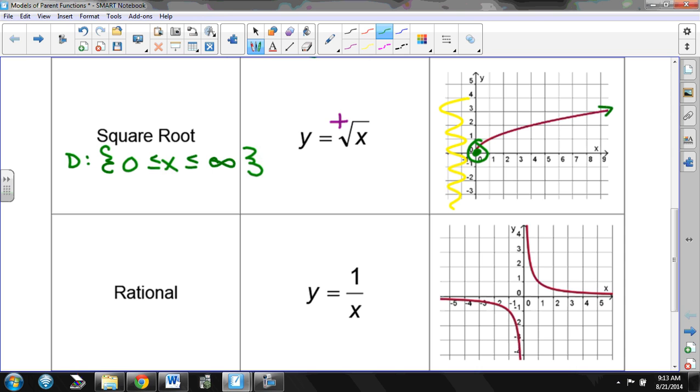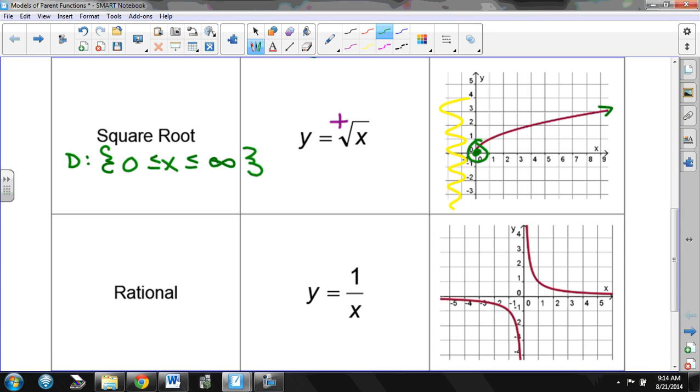No negative x's. If you try to take the square root of a negative number, it's going to produce what's called an imaginary answer. We're going to talk about imaginary numbers much later on in the course. For now, we're only looking at real solutions. So we're only going to look at square roots of positive numbers at the beginning of the course. So our domain only includes the positive values for x and 0.